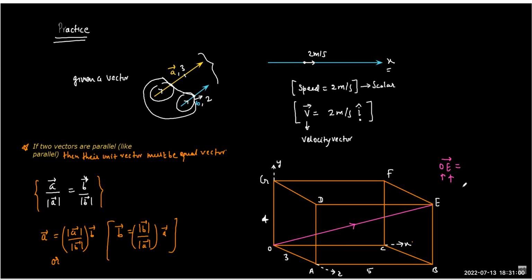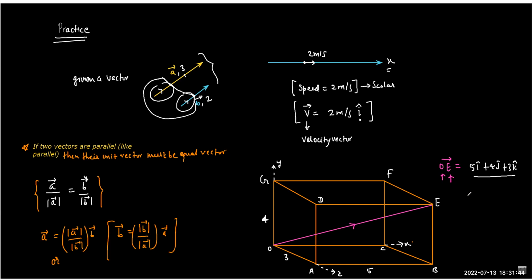So anybody would like to say something? How to write the OE vector? Five I cap plus 4 J cap plus 3 K cap. Once again, repeat. 5 I cap, very good, plus 4 J cap, plus 3 K cap. Excellent. This is the right answer.